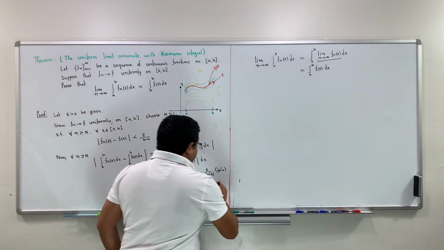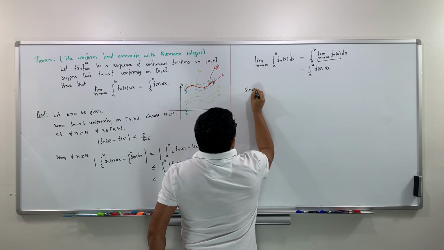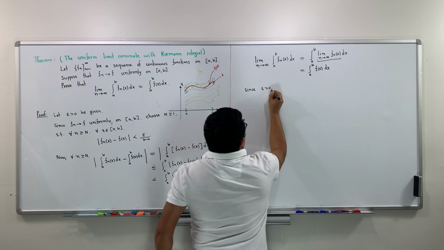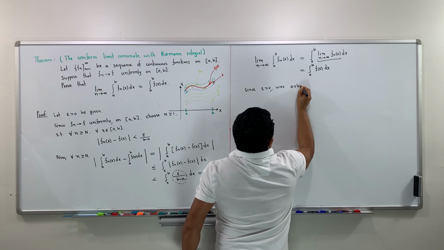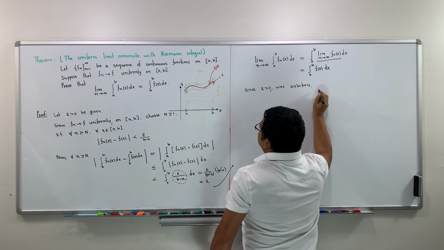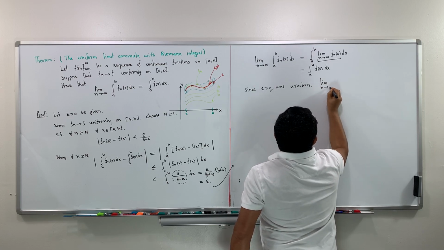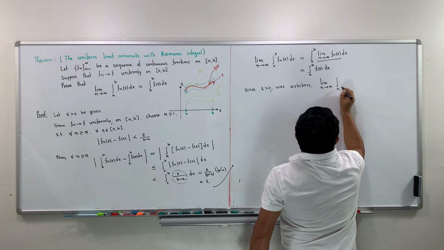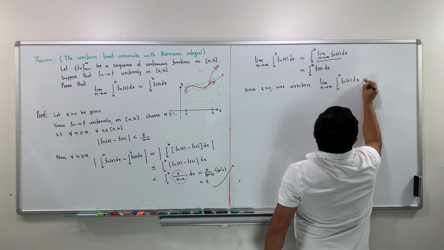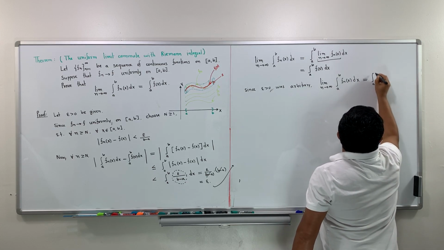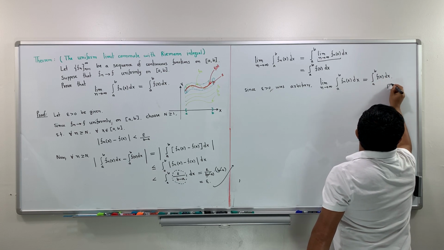Now since epsilon greater than 0 was arbitrary, the limit as n approaches infinity of the integral from a to b of f_n(x) dx is the same as the integral from a to b of f(x) dx. So this completes the proof.